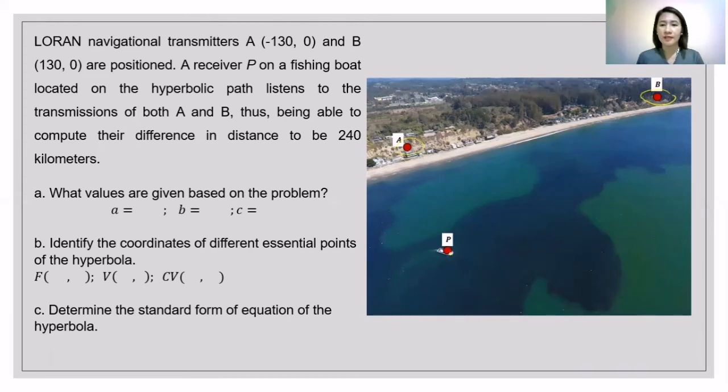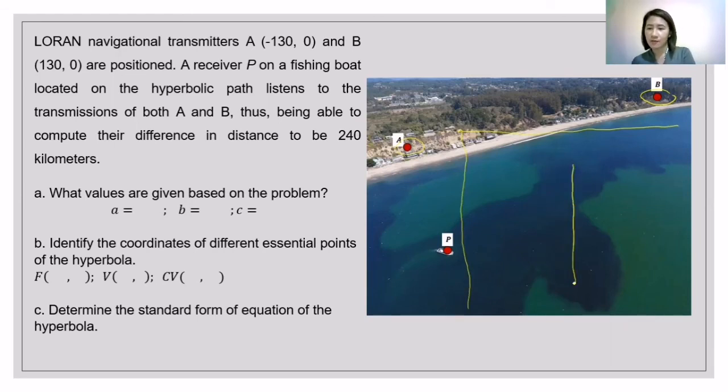Now, it is noted that P receives both transmissions coming from A and B. So with that, this P here lies on one of the branches of the hyperbolic path. And from that, it was able to determine that the distance between these hyperbolic paths is 240 kilometers. So for us to be able to see the whole picture, we may now create the hyperbola based on the given. So let us make our x and y axis.